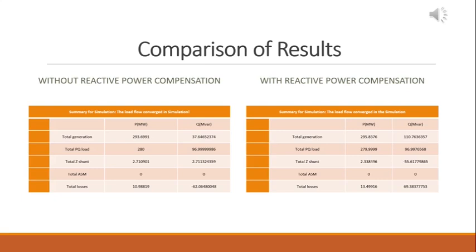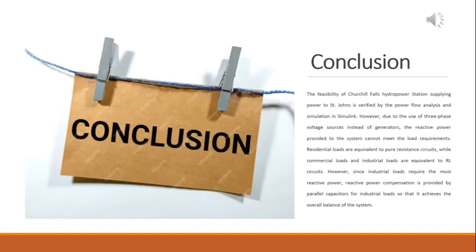So finally, I'm planning to make a final conclusion. The feasibility of the Churchill Falls hydropower station supplying power to St. John's is verified by the power flow analysis and simulation in Simulink. However, due to the use of a three-phase voltage source instead of generators, the reactive power provided to the system cannot meet the load requirements. Residential loads are equivalent to pure resistance circuits, while commercial loads and industrial loads are equivalent to RL circuits. However, since industrial loads require the most reactive power, compensation is provided by parallel capacitors for industrial loads so that it achieves the overall balance of the system.